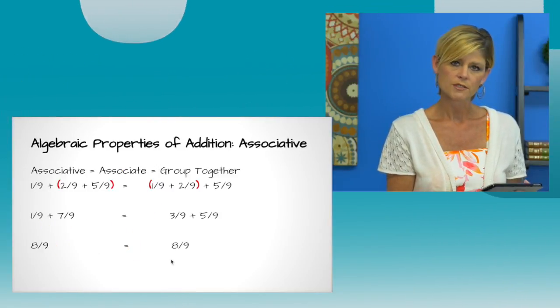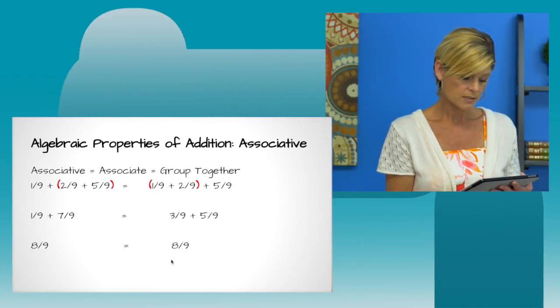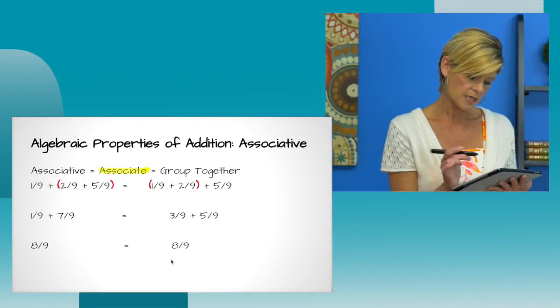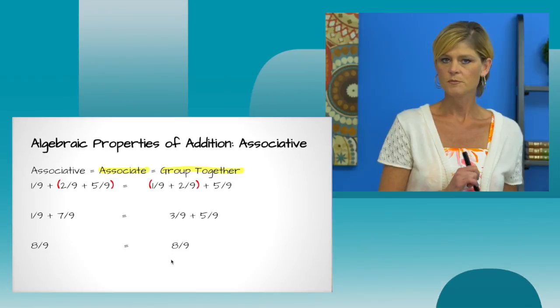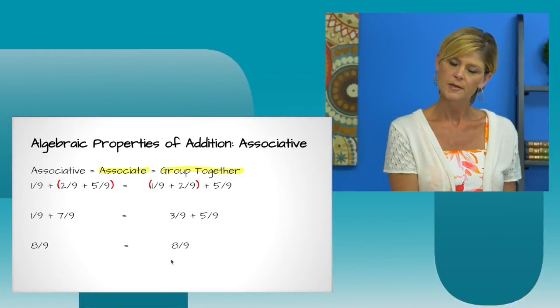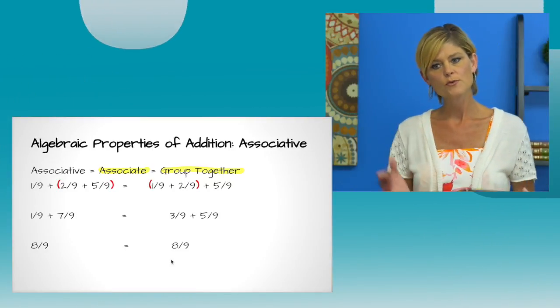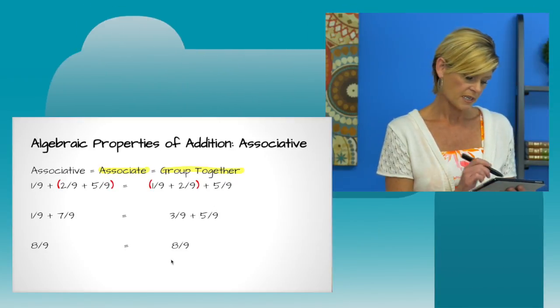The other property I wanted to talk about for addition is the associative property. Now, the associative property, I want you to take a look at the word associate, or group together. Think about the people in your life, the people that you associate with. I picture a bunch of kids standing around together. So if you have 4 kids standing around together and then they move to a different group, they're still associated.